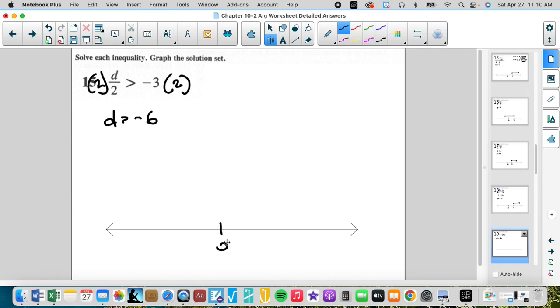So we have 0, we have -6 is going to be on the left side of 0. It's an open circle and values that are greater than -6.